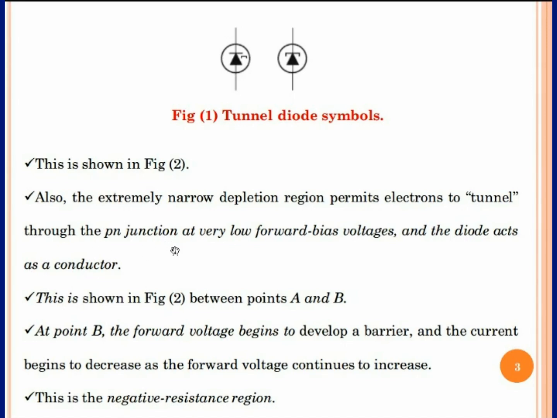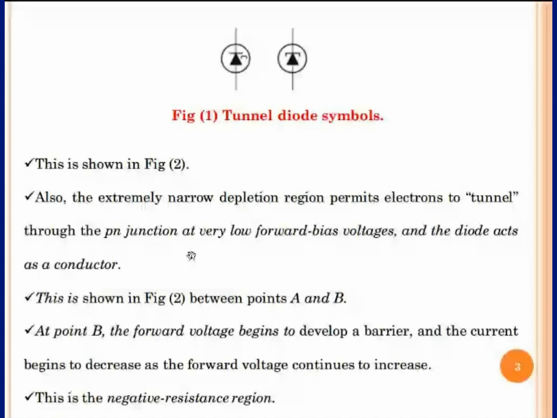So even with small forward bias conditions, whatever voltage we supply is enough to tunnel through the PN junction. We know whenever we form a PN junction, there will be a depletion region. That depletion region will be very narrow in heavily doped systems. However, the width of the depletion region will be very large in lightly doped semiconductors. And the diode acts as a conductor. I'll show you the energy level diagram, how the tunneling process happens in these tunnel diodes.